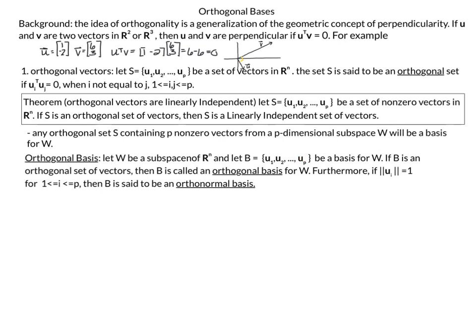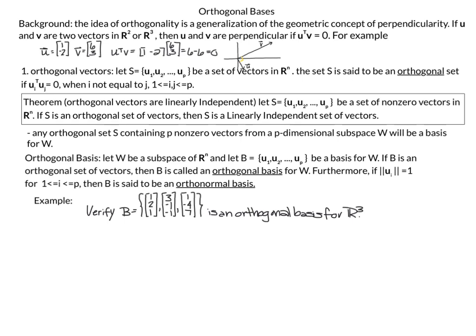If B is an orthogonal set of vectors, so not only is B a basis, but it's also orthogonal, then B is called an orthogonal basis for W. Furthermore, if the length of each of these basis vectors is equal to 1, then B is said to be an orthonormal basis. Both it's orthogonal and it's also normal, normal being length 1. It's an orthonormal basis.